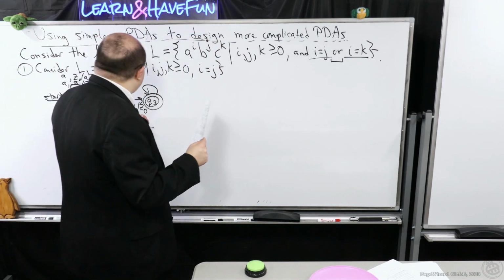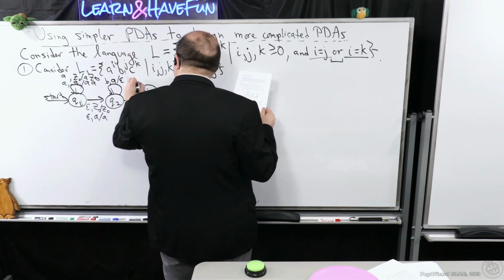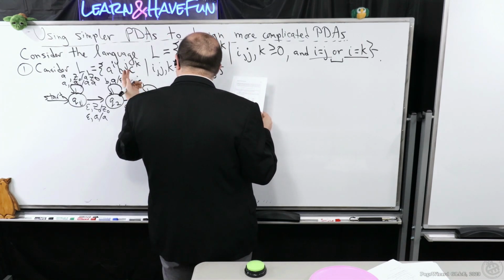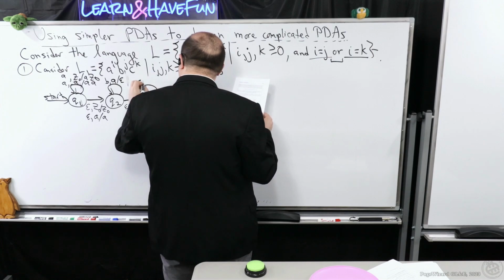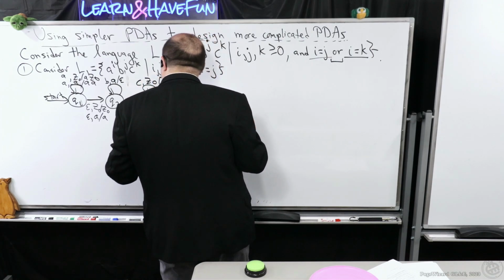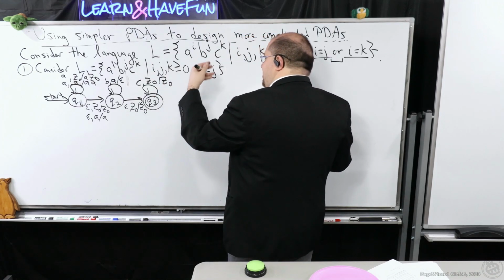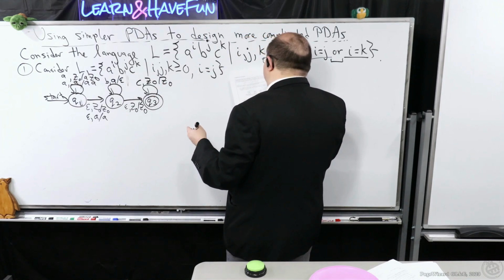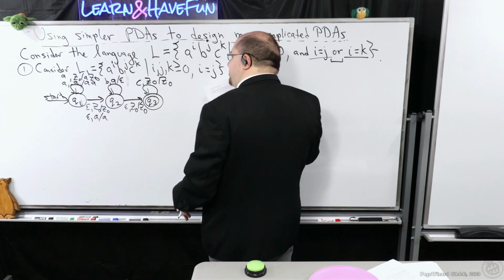So the stack's been cleared out. But I need to consume those c's. And they can be any number of c's. They could be 0 or more. So I'm just going to have a c here. I'm not going to do anything with the stack. I'm just going to leave it as is. I'm just going to gobble up the c's as they appear. And then I'll be still in q3 anyways.